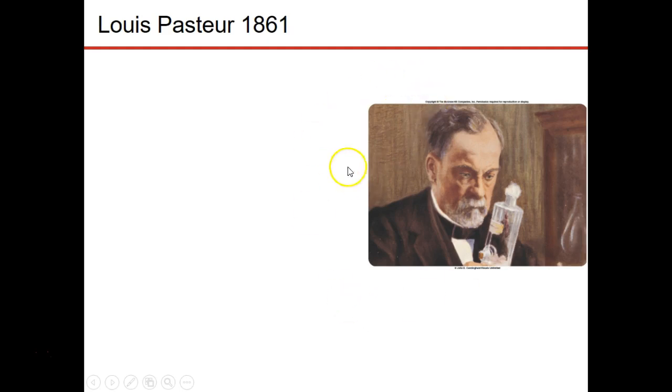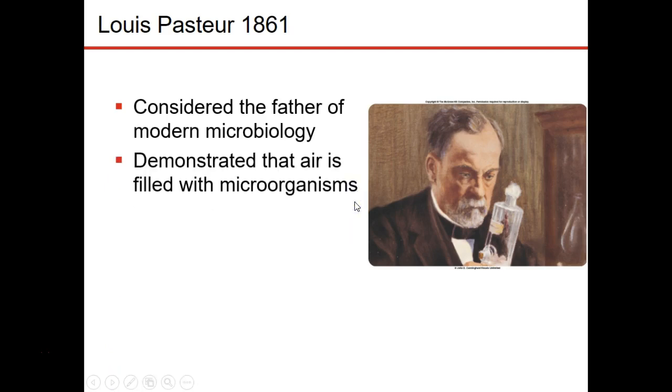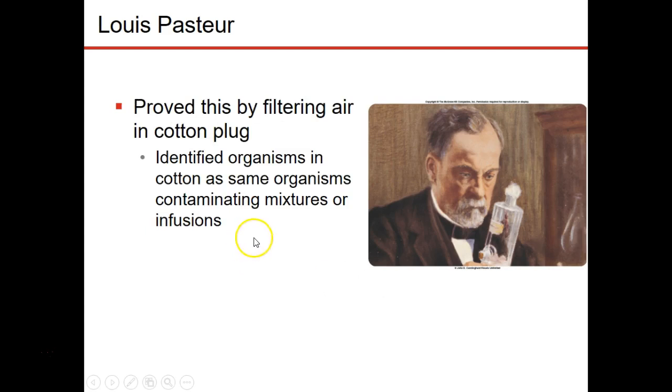So then Louis Pasteur came along and he was like, okay, let me figure this out. So the first thing Pasteur did was he showed that there were microscopic organisms in the air. He did this by taking a flask and putting a cotton ball in there, and then he filtered air through the cotton ball. He is considered the father of modern microbiology. And when he filtered the air through the cotton, he showed that the microbes that were on the cotton ball were the same microbes that were found in infusions.